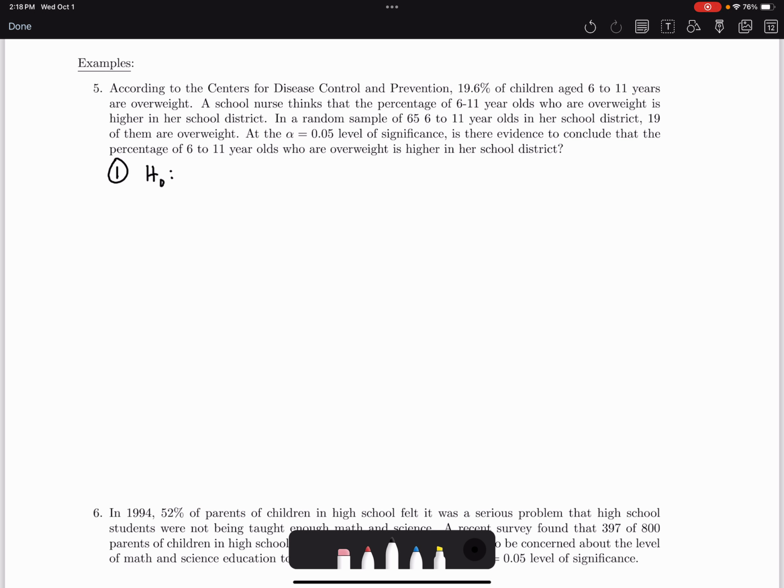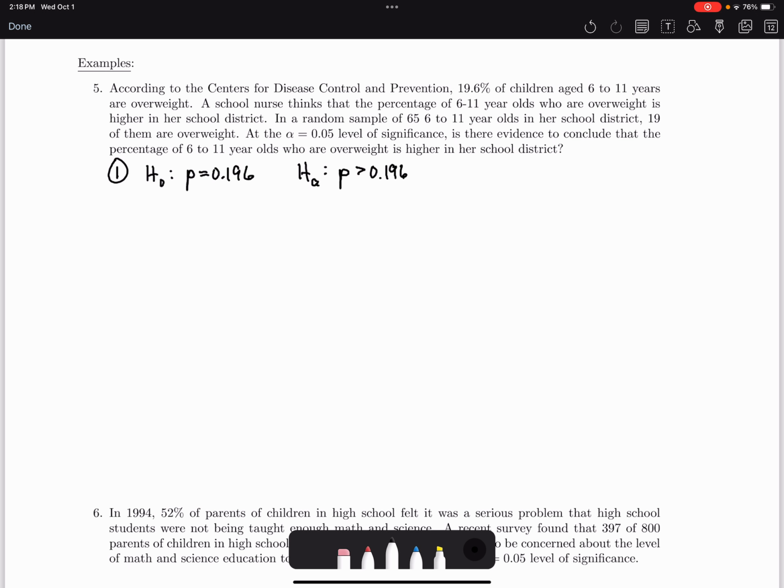The null hypothesis is that there's no difference between this nurse's school district and everyone else, right? 19.6% of the children in her school district are overweight, so p equals 0.196. The alternative hypothesis is the statement that the nurse is going to try to build a case for, right? She thinks that the percentage of overweight students is higher in her school district, so she thinks that p is greater than 0.196. Okay, so that's step one.